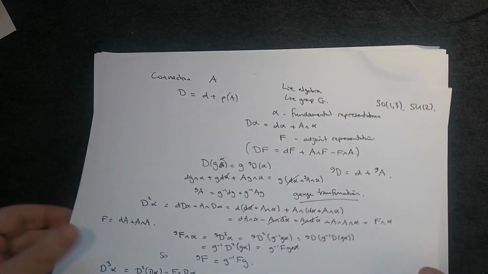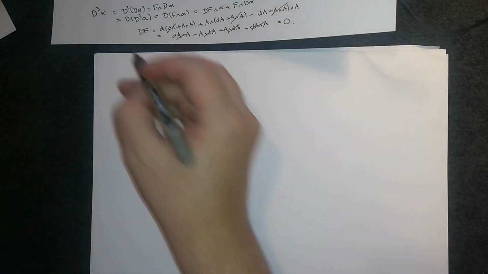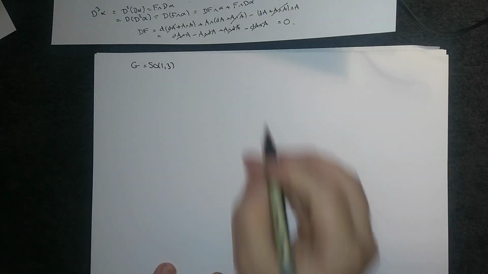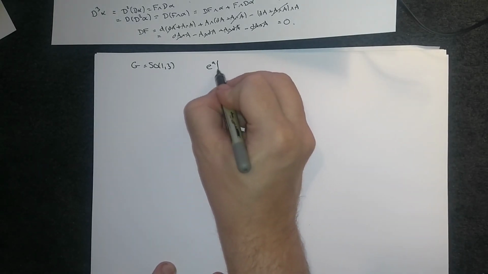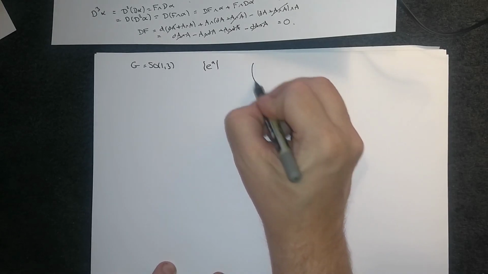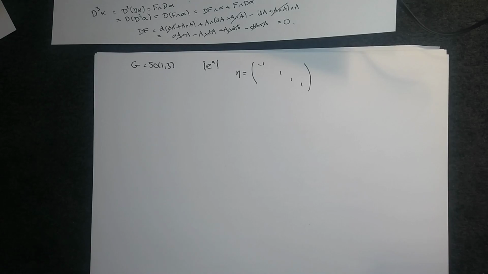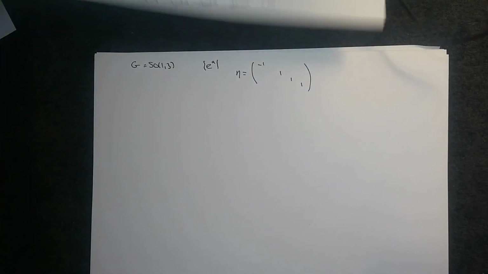Okay, let's apply this to the case when G is SO(1,3), and we consider a frame, so e^a is an orthonormal basis with metric given by eta here.